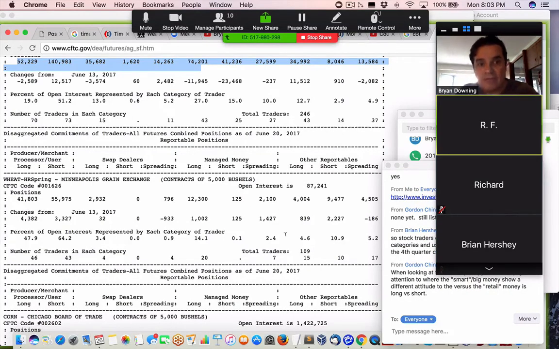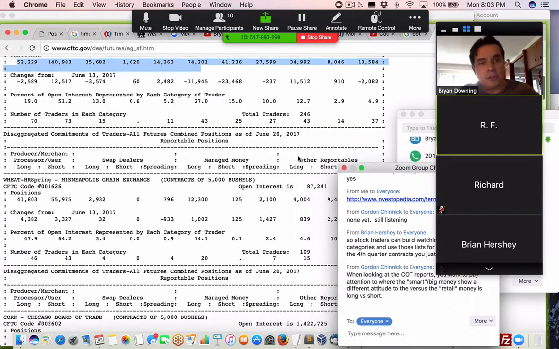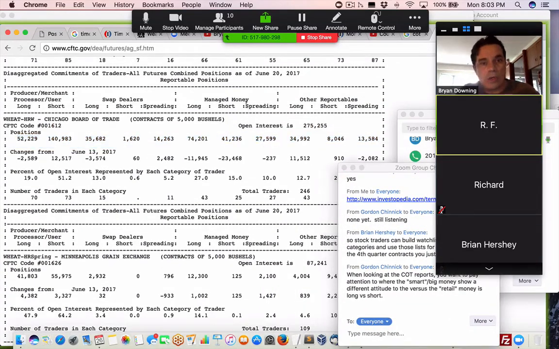It's powerful information. I think Gordon has a comment here. When looking at the COT reports, you want to pay attention to where the smart big money shows a different attitude versus the retail money in the long and short. Exactly. And when it comes to futures contracts, you can watch the spread analysis as well. In an option, when the spread gets too narrow, you put money on. If it gets too wide, you take money off, or you don't. It's a very simple dynamic.